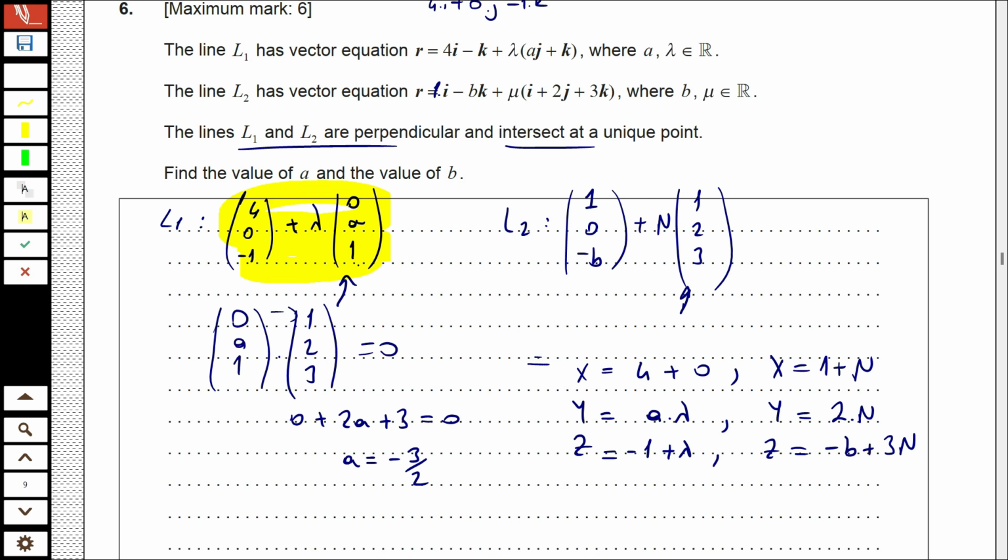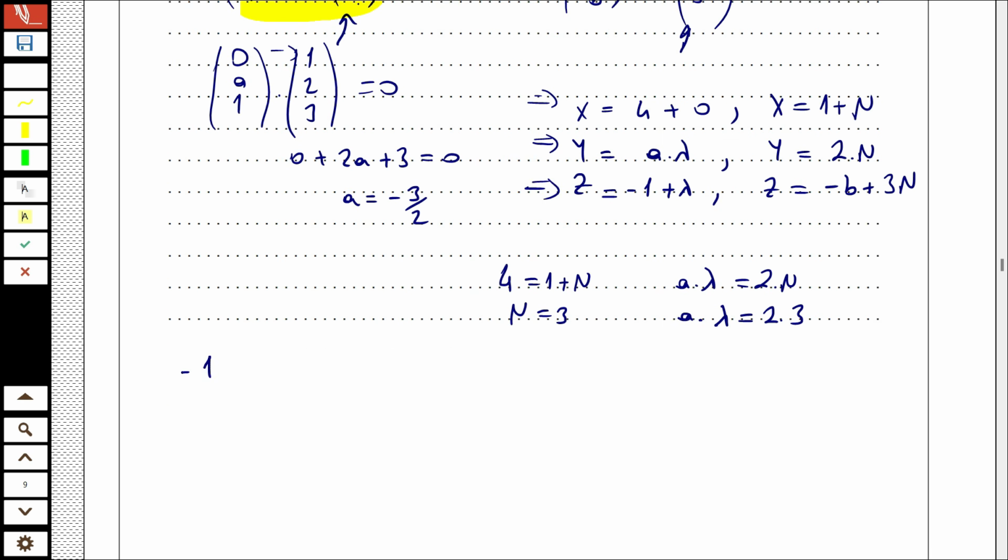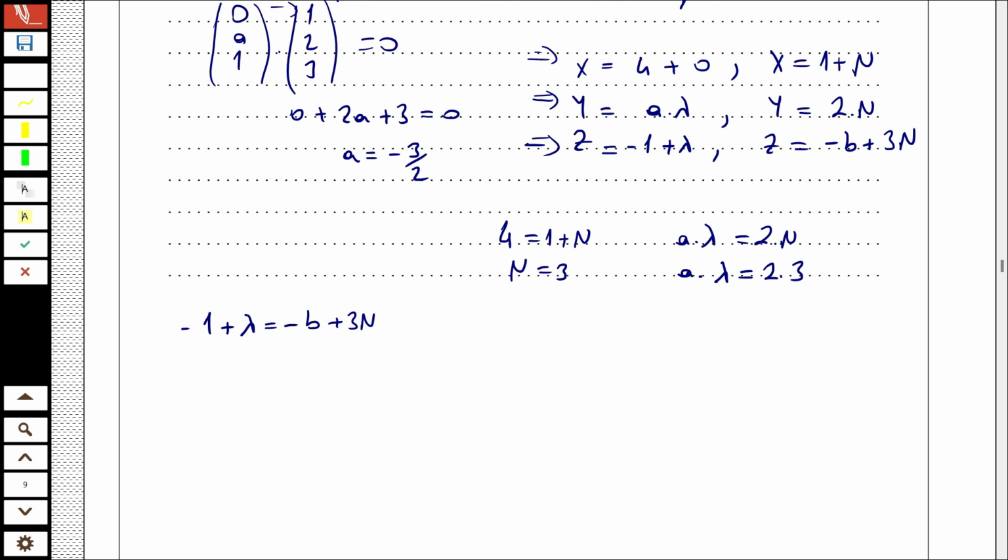So let's equate these dimensions first. 4 equals 1 plus nu. So from here you can say that nu is 3. And then for the y you can say that a times lambda equals 2 times nu, and this is a times lambda equals 2 times 3. And then for that you can say that minus 1 plus lambda equals minus b plus 3 times nu, right? So I know that nu is 3.